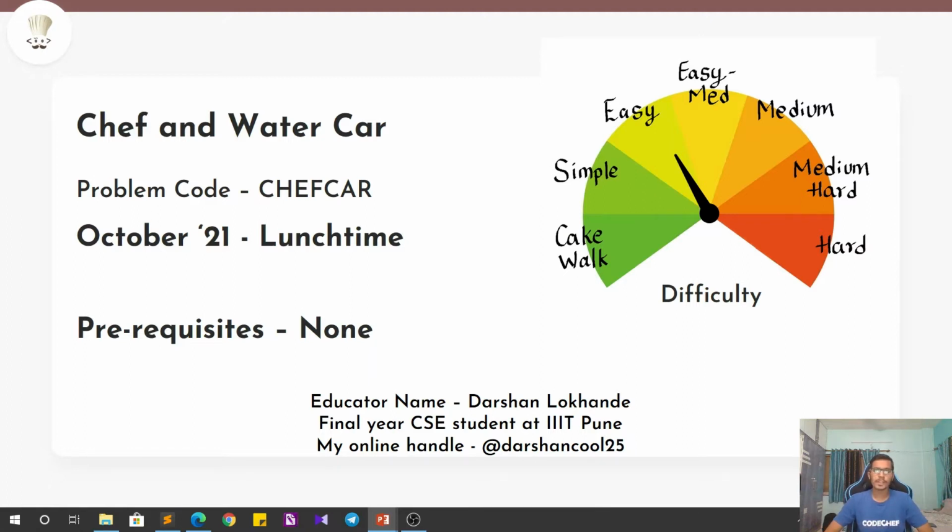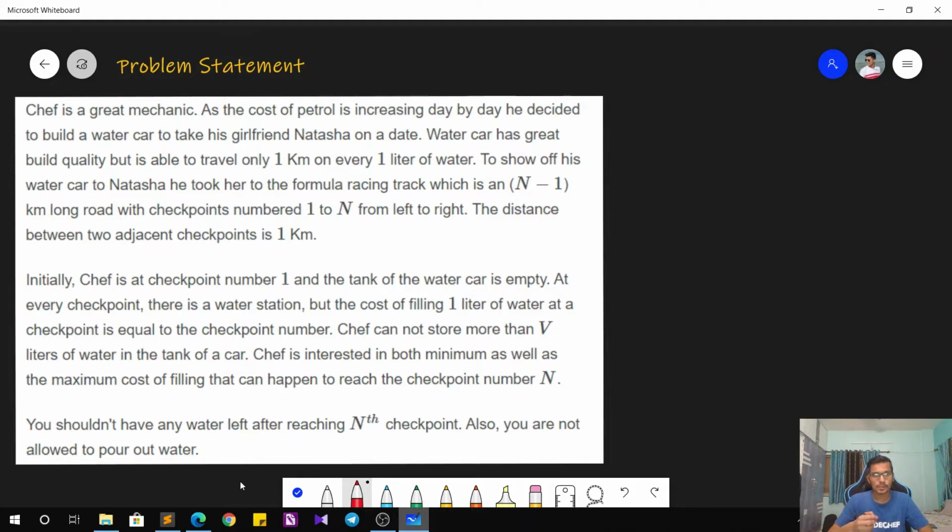The problem that we're going to discuss today is Chef and Water Car. The problem appeared in October 21 Lunchtime and has a difficulty level of easy. There are no prerequisites to solve this problem. The problem statement goes as follows.